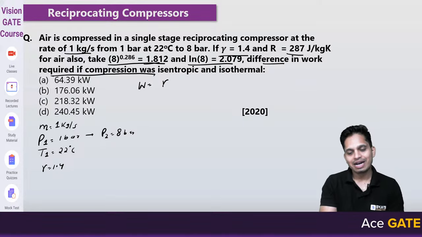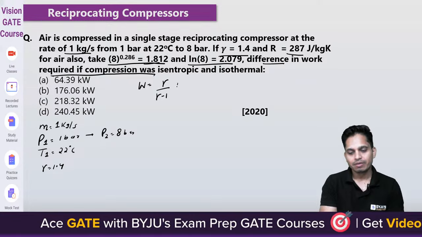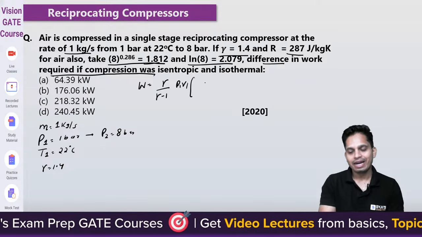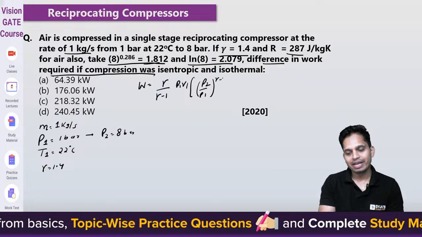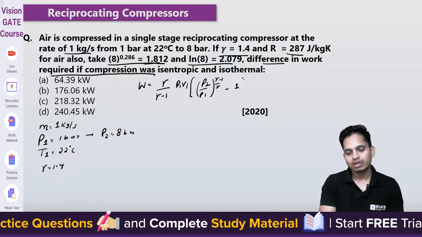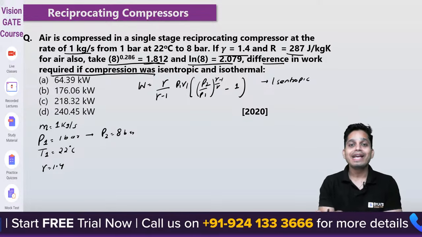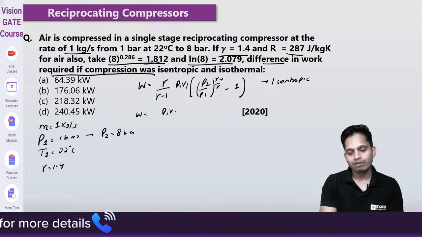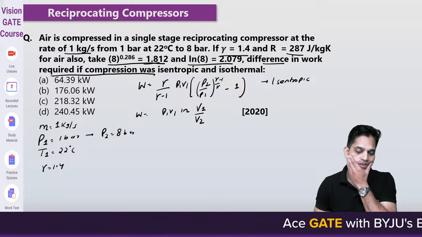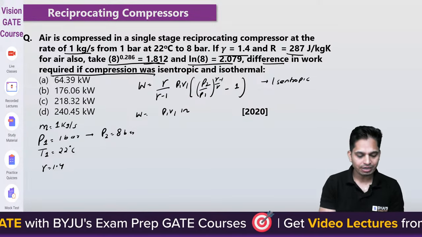Very simply, we have defined work when the process is isentropic. What is it? It is gamma upon gamma minus 1, P1 V1, and P2 by P1 to the power gamma minus 1 by gamma, minus 1. This is your isentropic. Isothermal, what will be isothermal? Isothermal will be P1 V1 ln V1 by V2, simply. Or V1 by V2, what can you write? You can write P2 by P1 as well.